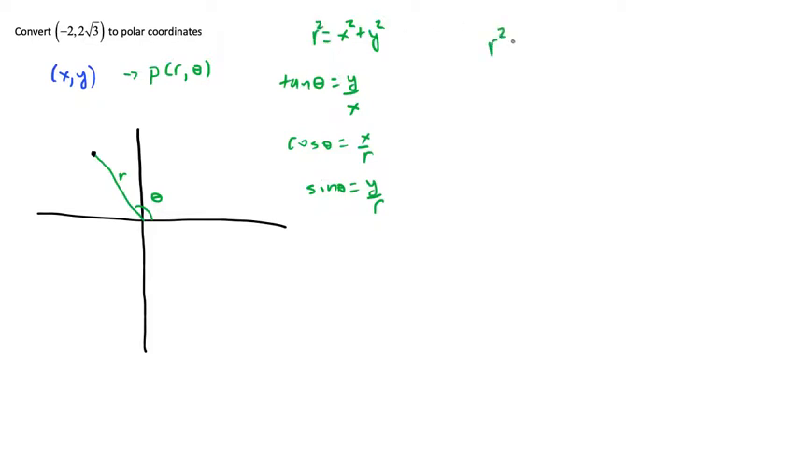So r² is equal to (-2)² + (2√3)². Negative 2 squared, of course, is just 4. 2√3 squared is 2√3 times 2√3. 2 times 2 is 4, times 3 is 12. So we get 4 plus 12. r² is equal to 16, which means that r is the square root of 16, which is just 4. Now, it is plus and minus, but in this case, r is always going to be positive.